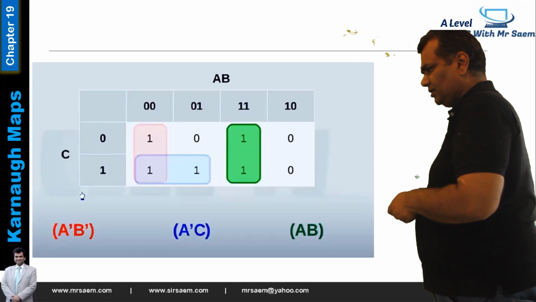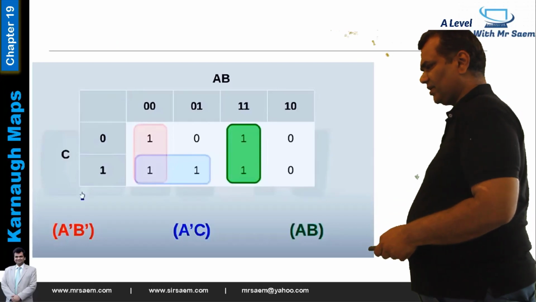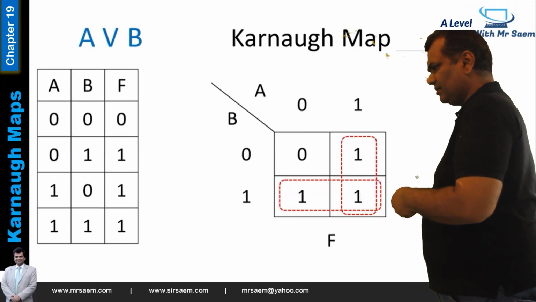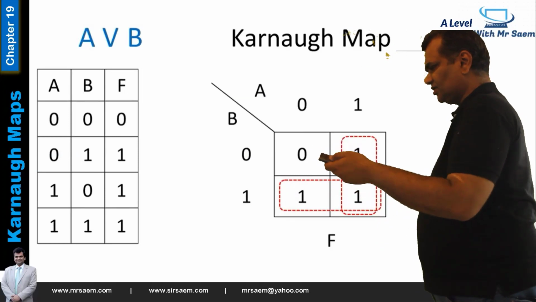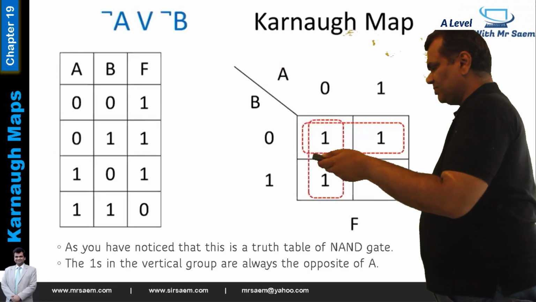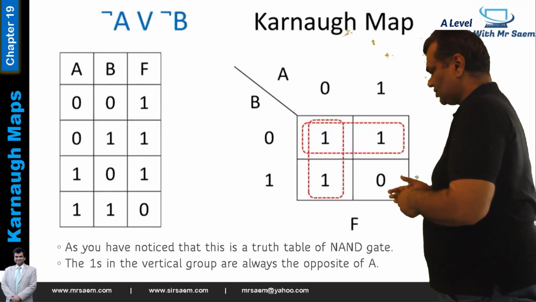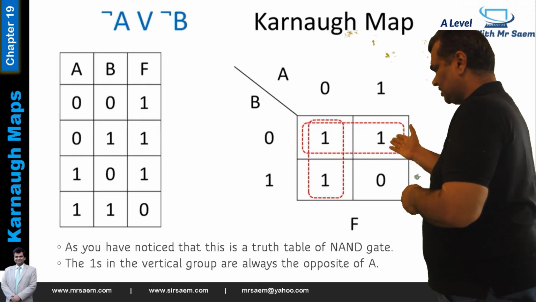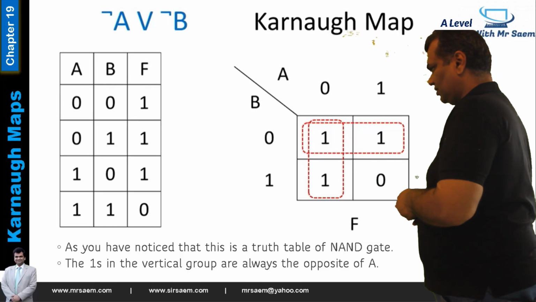Next, we have this situation in which we have A or B. This is actually just 1. We'll discuss it later on. This is A inverse and B inverse, where B is 0 and A is also 0. As you can see over here, A is 0 and B is also 0. So that's why it's A inverse and B inverse.